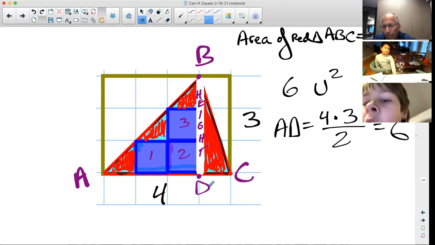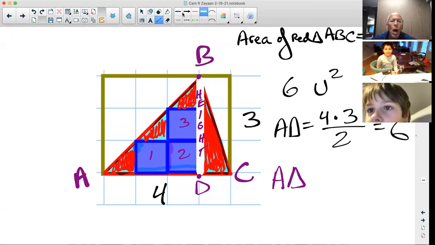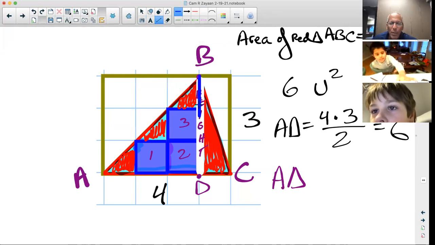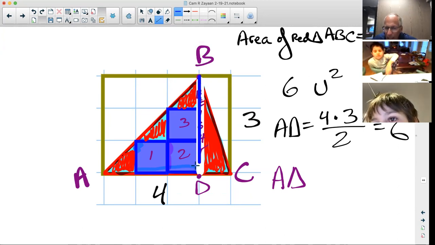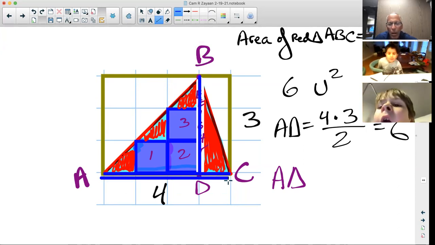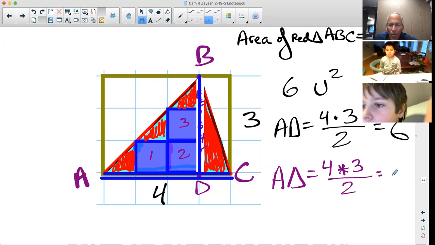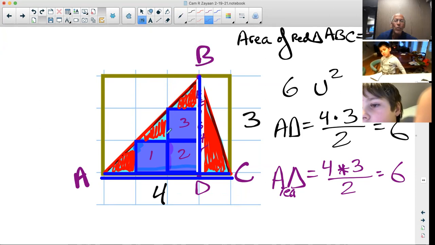What's the measurement of the height from B to D, boys? What's the length of BD? I'm looking for the length of BD. Do you know how many units it is from B to D? Can you see that? 3. Yes. So the height is 3. And what about the length, boys? What's the length of the triangle? 4. And remember what Cam said earlier. If you take 4 times 3 and you cut it in half, you're going to get the area of that triangle.